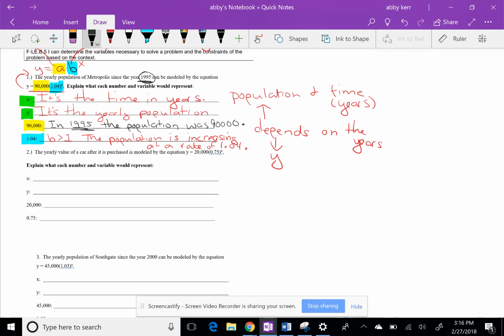Now number 2 is just like number 1. It says the yearly value of the car after it's purchased is modeled by the equation. So we're talking about value of car over years. Then you have to ask yourself which one is our x and which one's our y. The time will always be your x value. Since we're talking about years, you can write years. If we were talking about months, you would write months. And then our y value is the value of the car.